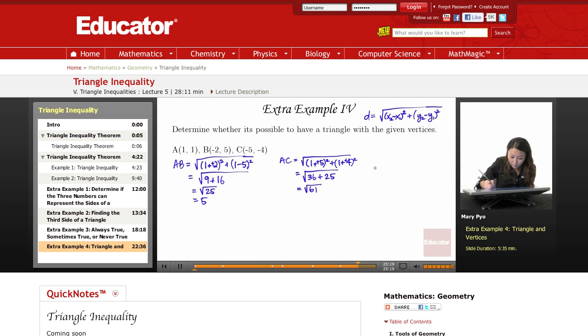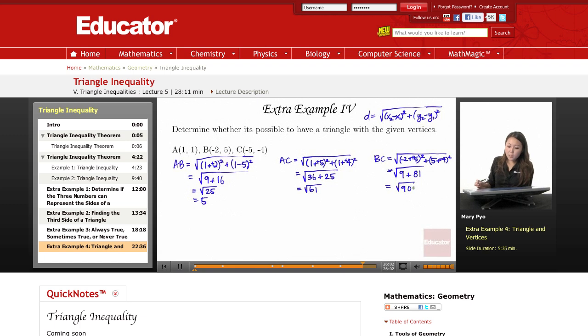And then BC is the last one. For BC, it's negative 2 minus the negative 5 squared plus 5 minus negative 4. So this becomes 3 squared is 9 plus 9 squared is 81. So here we have the square root of 90.